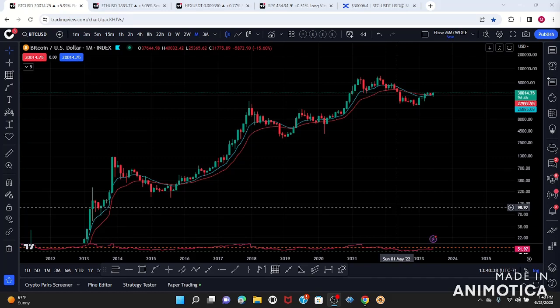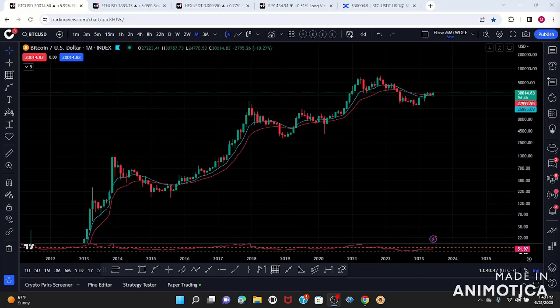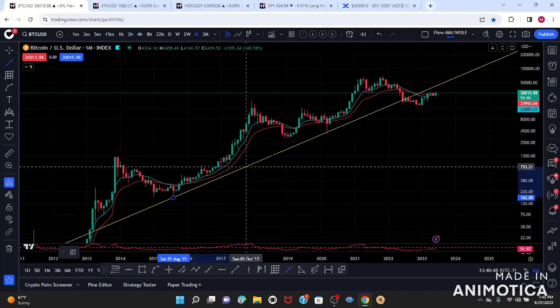Okay, first thing is we want to start off on our monthly chart. I like to use the index chart under log scale. So now that I'm here, I'm just going to turn on my magnet. One touch, two touch.